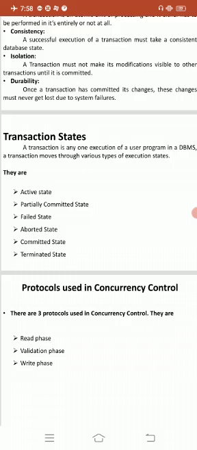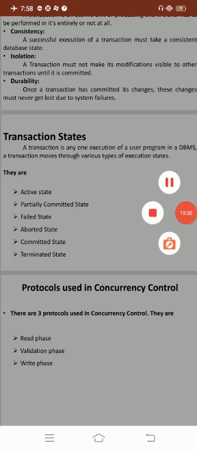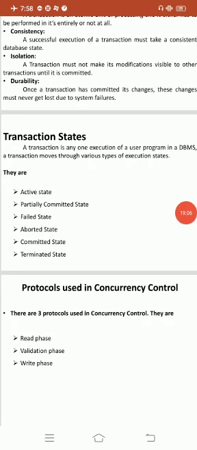So then we will represent the failed state. That is called as the transaction is going to fail. Then the transaction has to be rolled back to undo the effect of write operations on the database.